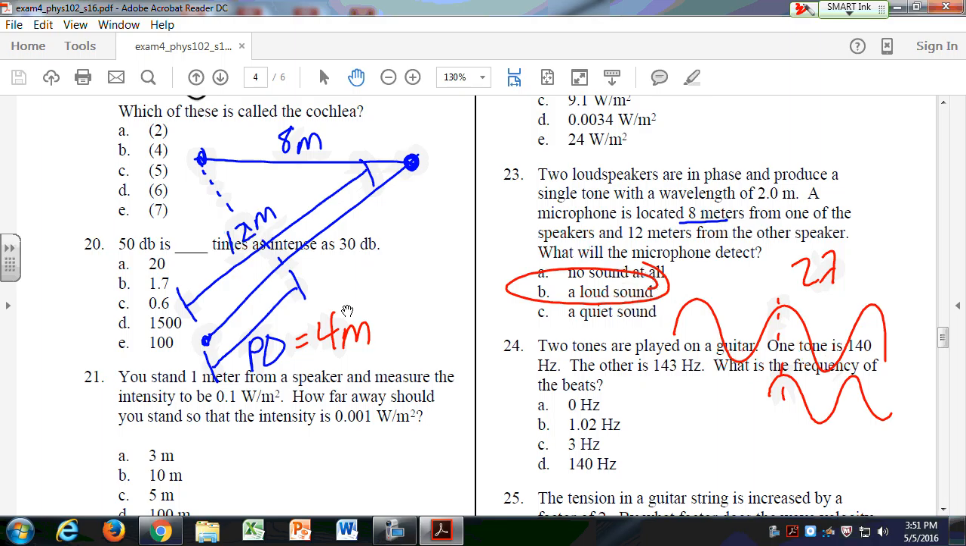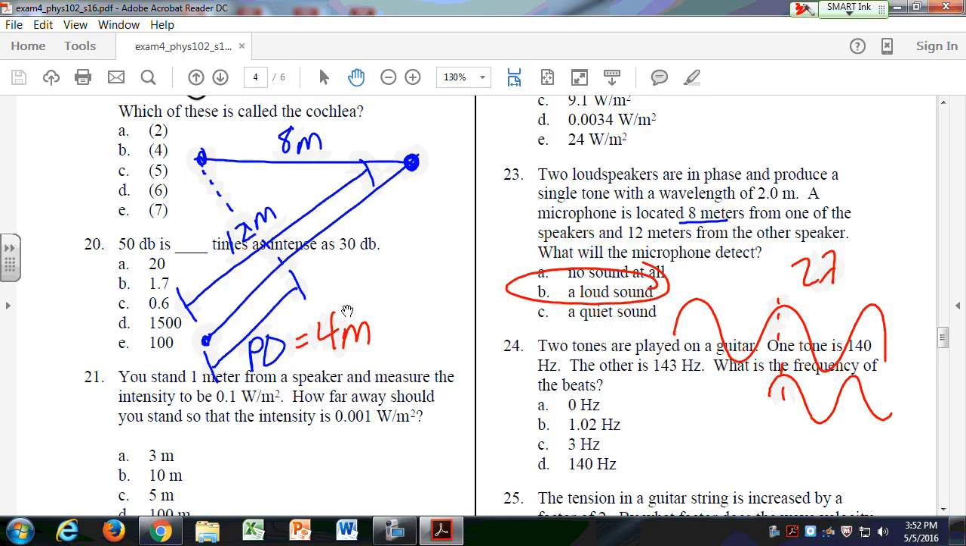So if it's a wavelength, or some increment of a wavelength, it's a loud sound. If it's a half wavelength, so like if this came out to be 1 meter, for example, or 3 meters, or 5 meters, then you would get no sound at all. And if it came out to be, I don't know, 2.5 meters, you'd get a quiet sound, meaning something in between constructive and destructive interference. And that other one, 15 or 19 or whatever that was, you work it exactly the same way. You'll see one of those, so make sure you get it right this time.